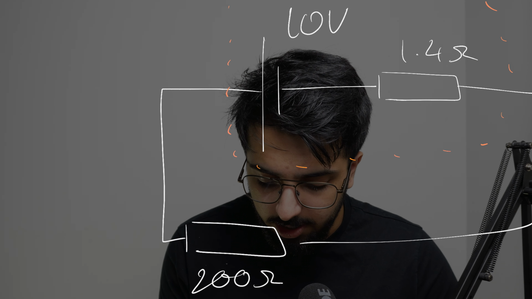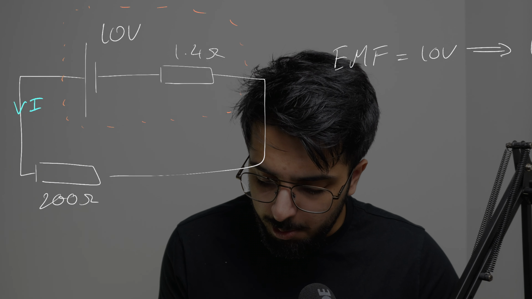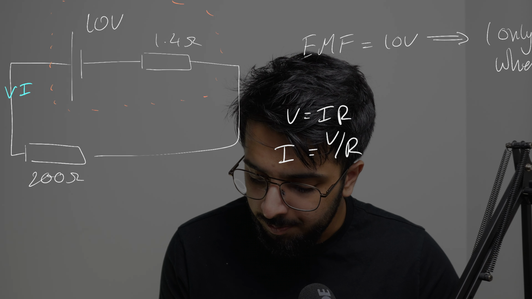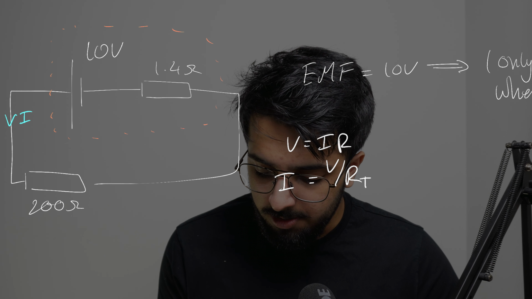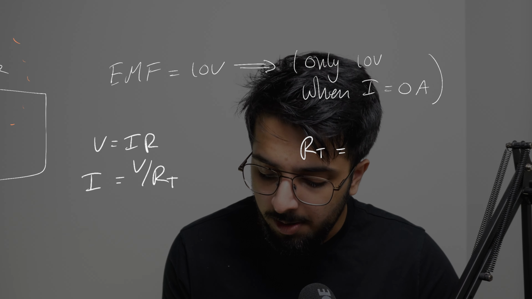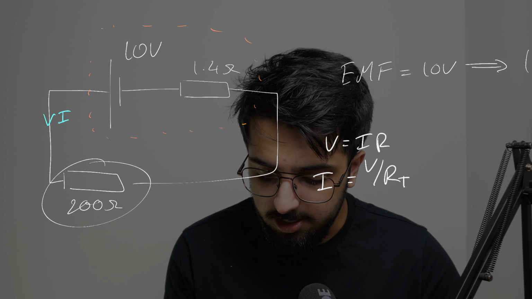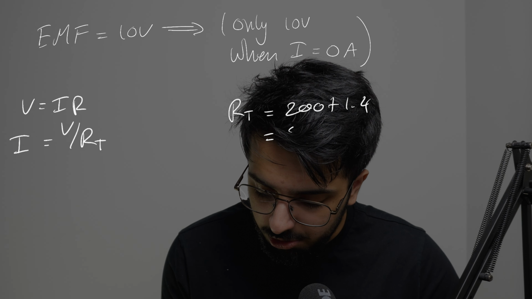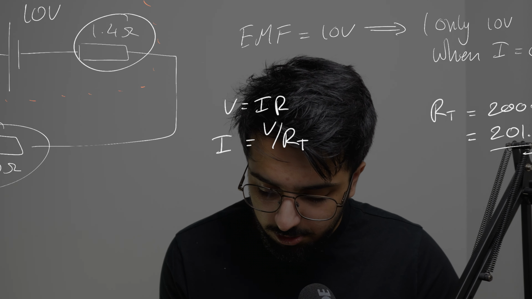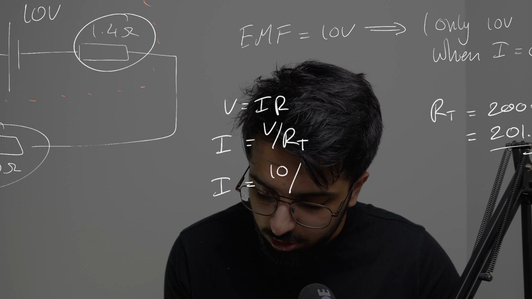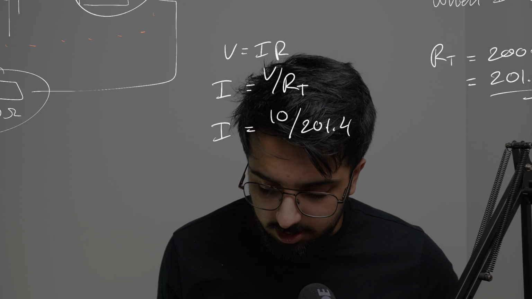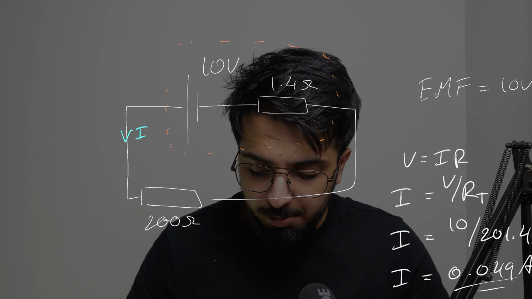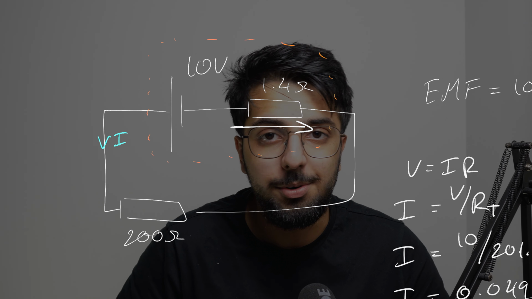okay? And so from here, we can calculate our current pretty easily. Remember that V is equal to IR, and therefore our I is equal to V all over R. Remember, this is our total resistance, okay? And our total resistance is going to be the resistance of our external resistor plus our internal resistance. And so that's 200 plus 1.4, and that gives 201.4 ohms. Okay? And so therefore our current is equal to 10 volts all over 201.4. Okay? And this gives a current of 0.049 amps.